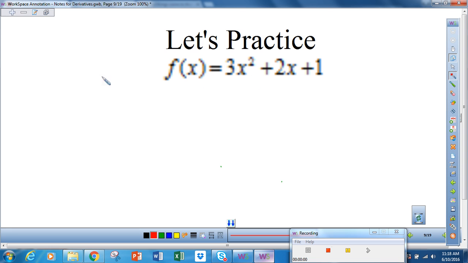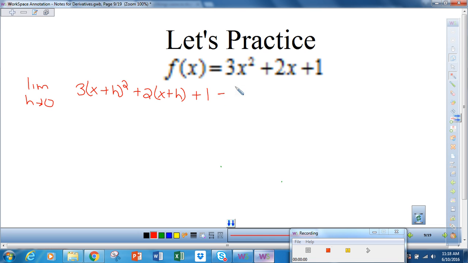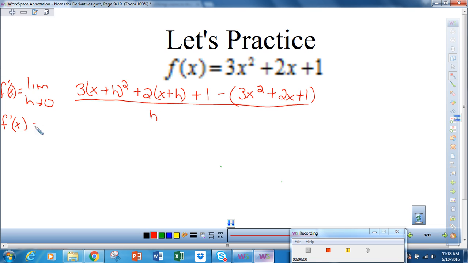Okay? So welcome back. So we're going to start by finding the limit as h approaches 0 of 3 times the quantity x plus h squared plus 2 times the quantity x plus h plus 1 minus the quantity 3x squared plus 2x plus 1 all over h. And the notation for this, I'm not doing the notation, but what I'm finding is f prime of x. So then f prime of x is equal to the limit as h approaches 0.